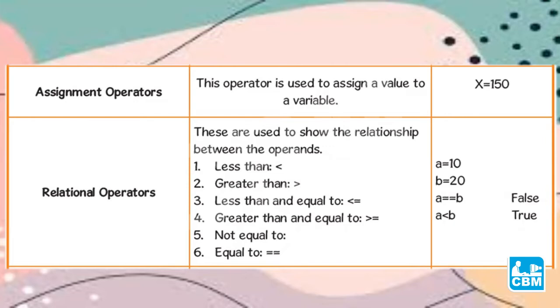Relational operators are another kind of operators in Python. The relational operators are used to show the relationship between the operands. For example, less than, greater than, equal to, not equal to can be used to show the relationship between two operands.